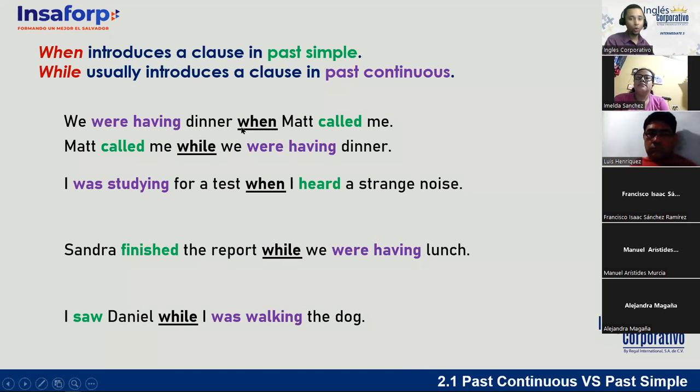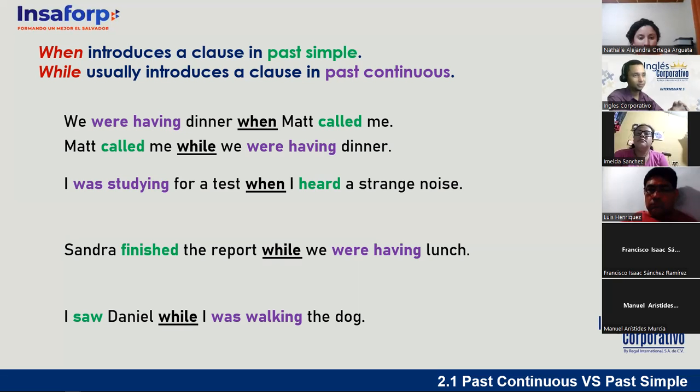Now look, when comes before past simple. While comes before past continuous. That's the thing. What about this sentence right here? I was studying for a test when I heard a strange noise. Who can tell me a different version of this sentence? ¿Quién me puede decir una versión distinta de esa oración? Parecida al ejemplo que está anteriormente. Volunteers, please.